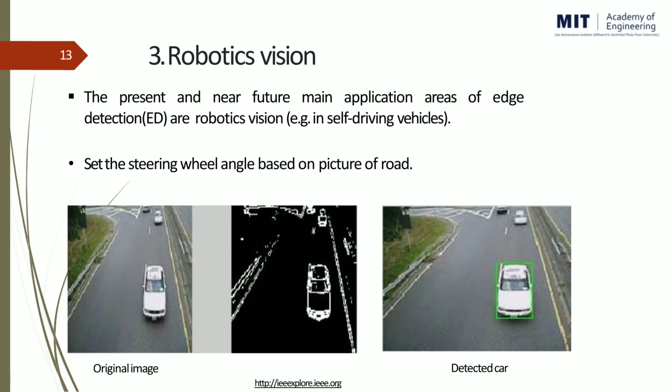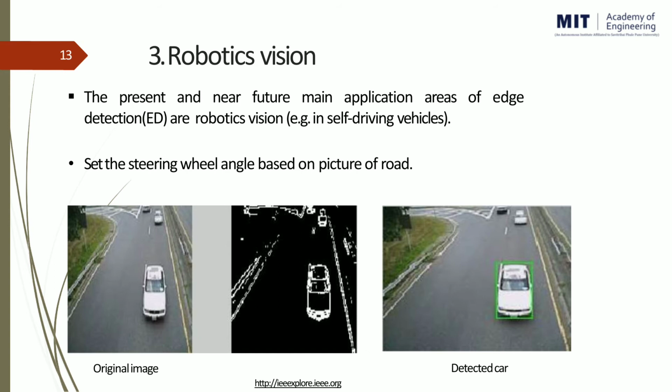Third one is robotic vision. The present and near future main application areas of edge detection are robotic vision, for example in self-driving vehicles, setting the steering vehicle angle based on a picture of the road. Here we have taken an example of self-driving vehicles in robotic vision.